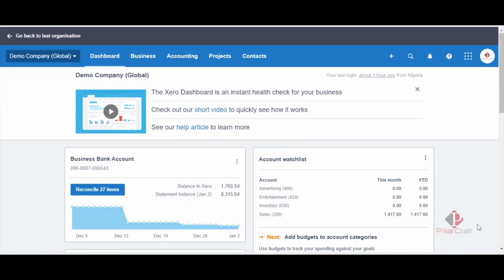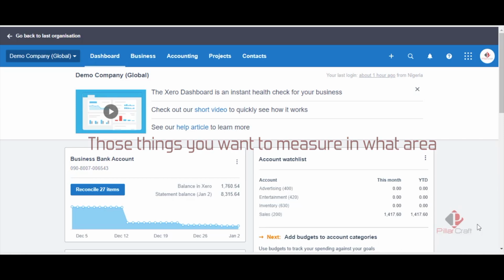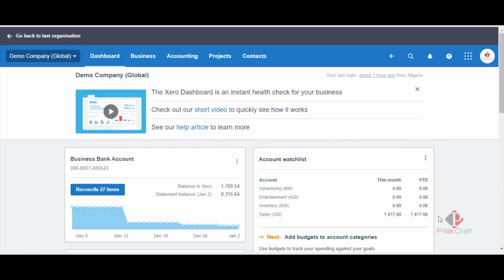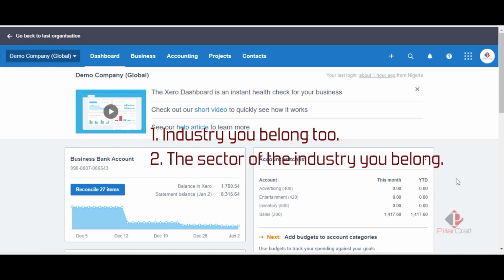The chart of accounts basically sets out those things you want to measure and in what area. Now, Xero has a default chart of accounts. However, your chart of accounts will be a function of the industry you belong to, the sector of the industry you belong to, the stage of your business.